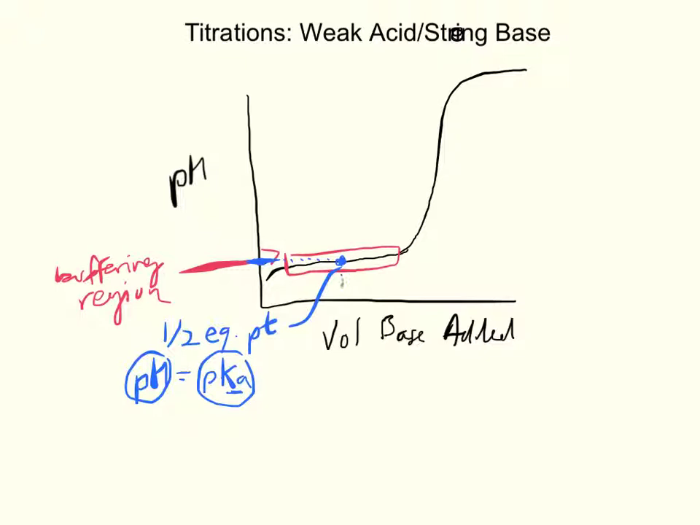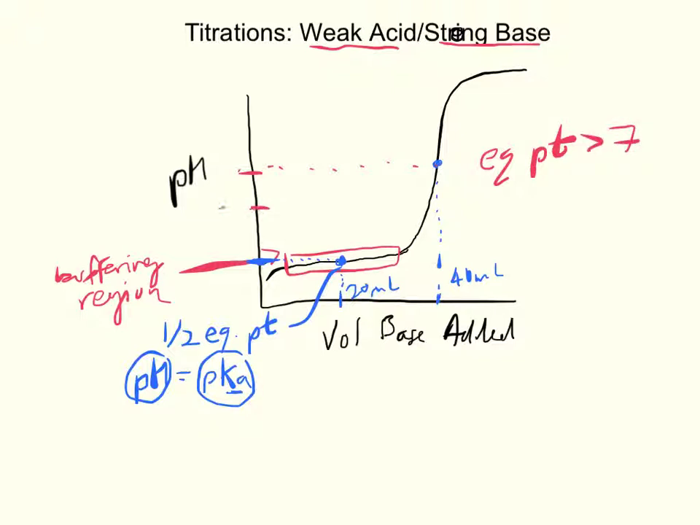Remember, that is the half equivalence point, so the volume here, let's say it was 20 milliliters that you added. That means you've added half of the base needed to get to the equivalence point, which would be at the same place, up here. So this would be at 40 milliliters of base added. Okay. This is the equivalence point. Since you're titrating a weak acid with a strong base, this equivalence point is going to be greater than 7 pH.